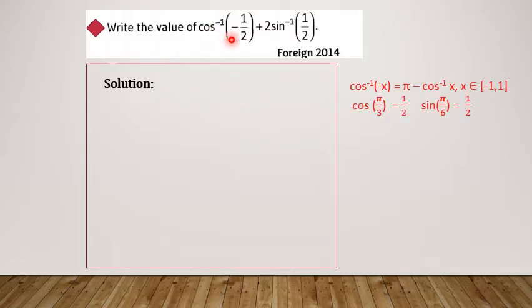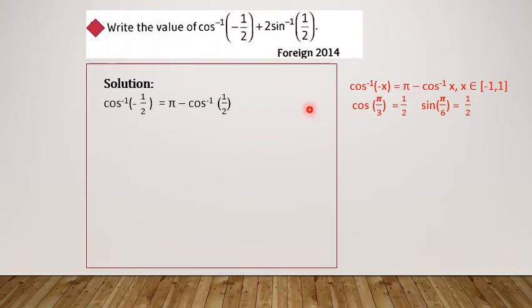Here cos inverse minus 1 by 2 is given. So we apply the identity cos inverse minus x equals pi minus cos inverse x, where x lies between minus 1 and 1. Also we know cos pi by 3 is 1 by 2 and sin pi by 6 is 1 by 2. We discussed these identities in our previous video.